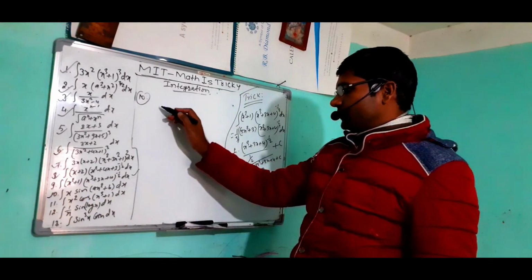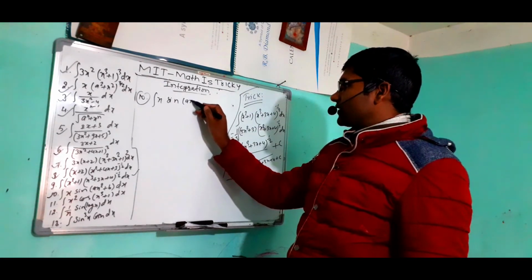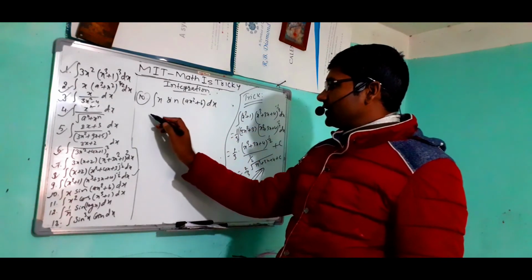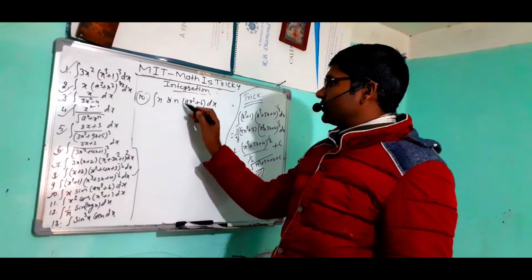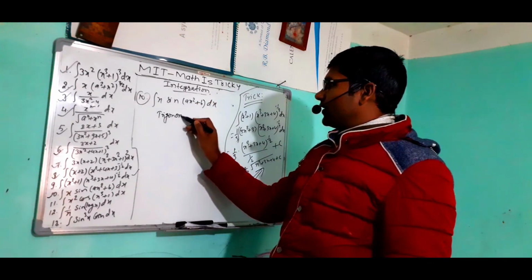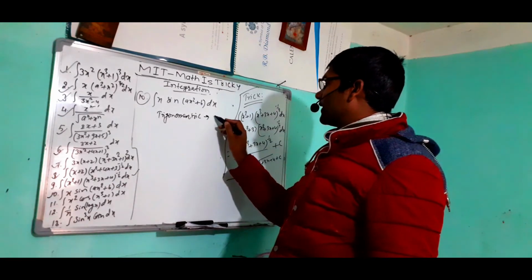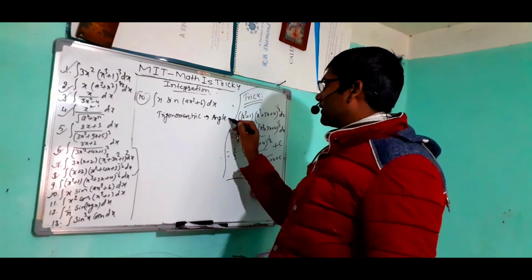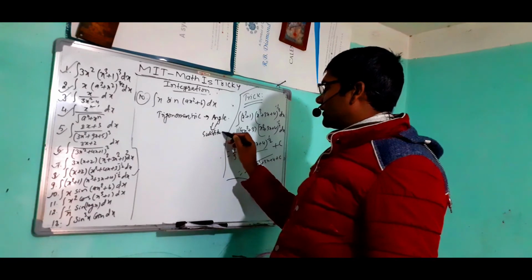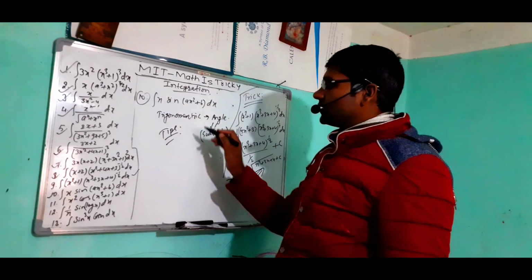So now let's move to question number 10. Question number 10 is integration of x sine(ax square plus b) dx. So by substitution, for a trigonometric ratio you substitute for the angle. Trigonometric, you substitute for the angle. This is the tip. If you follow this it will be easy for you.